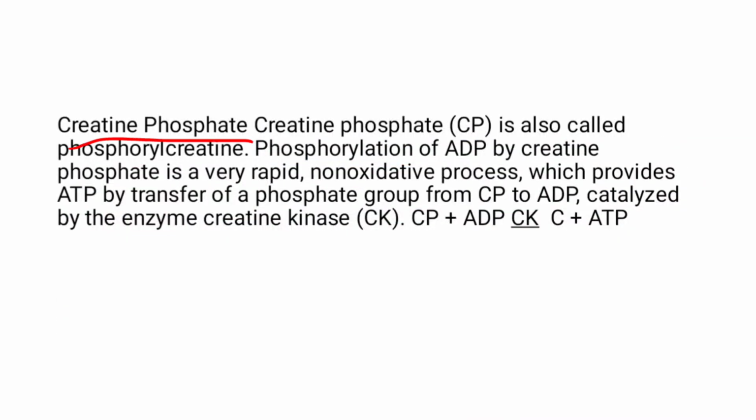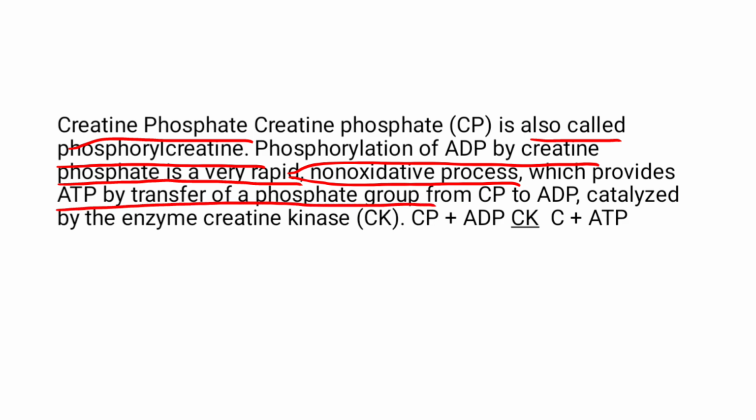First, creatine phosphate. Creatine phosphate is also called phosphocreatine. Phosphorylation of ADP by creatine phosphate is a very rapid, non-oxidative process which provides ATP by transfer of a phosphate group from creatine phosphate to ADP, catalyzed by the enzyme creatine kinase.